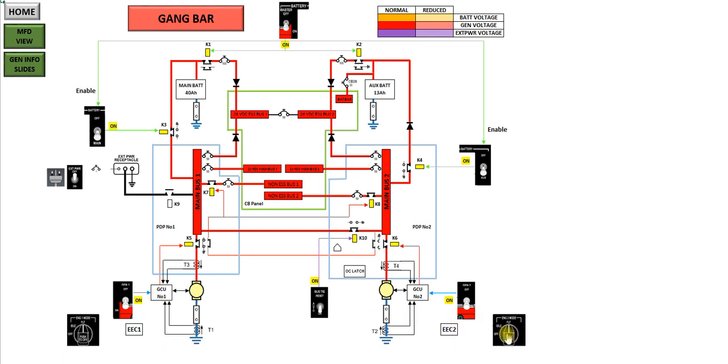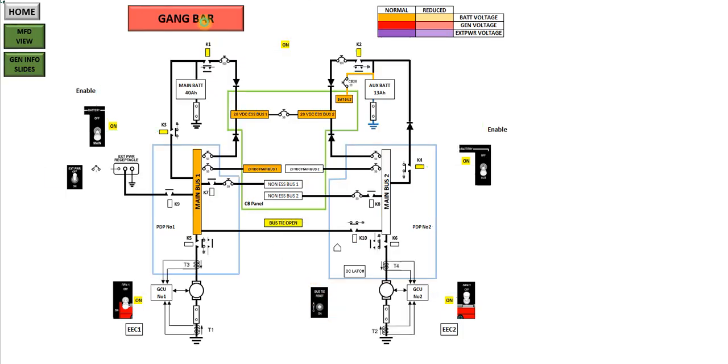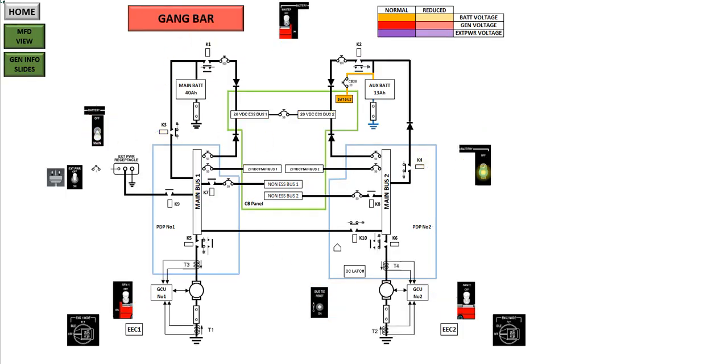All right, so the shutdown on the wire diagram view. Off, bus ties on. Bus tie. Gang bar again. And your main and aux. So now you're completely turned off.